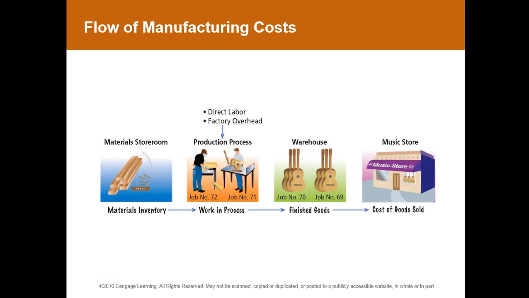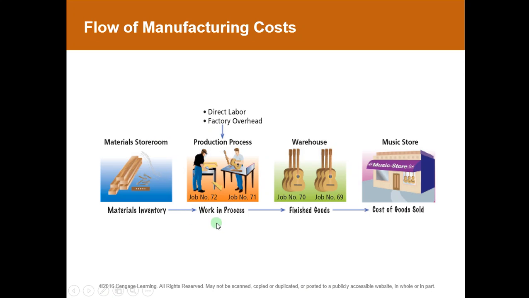So here's a good visual of the flow of our manufacturing costs, again using our guitar example. First is our materials storeroom. That's where all of our raw materials are kept. So materials inventory, again, that is raw materials. That's all of the raw wood, the guitar strings, the sandpaper, any of the adhesives or stains or paints. All of that is raw materials inventory.